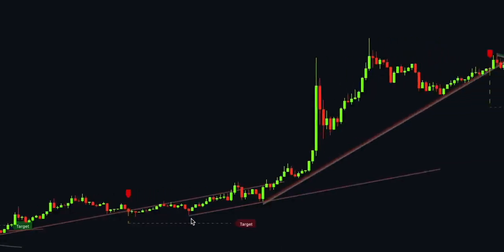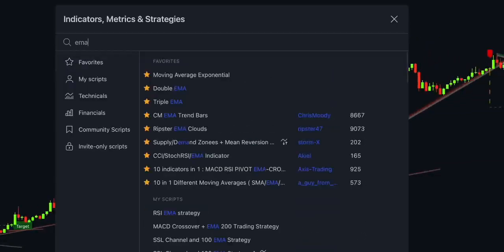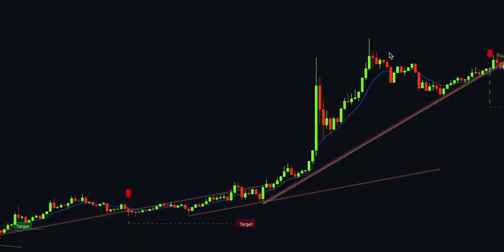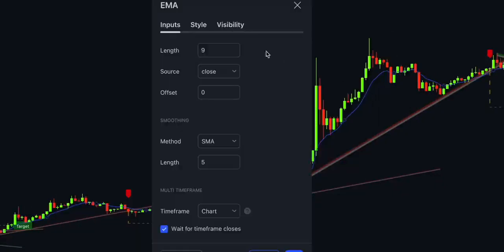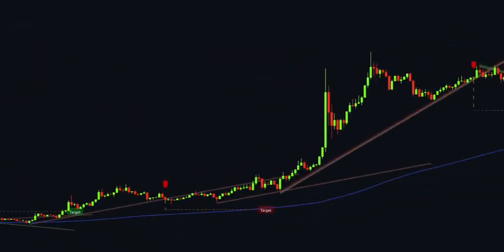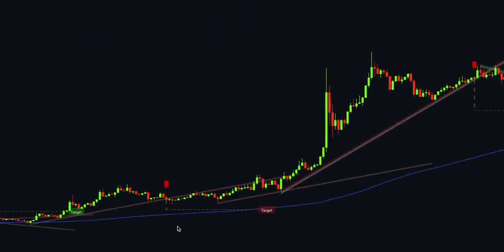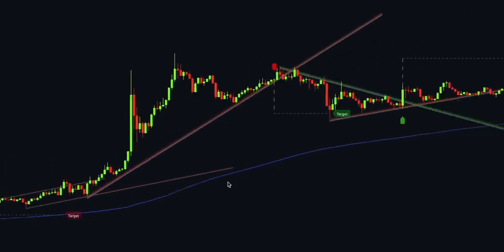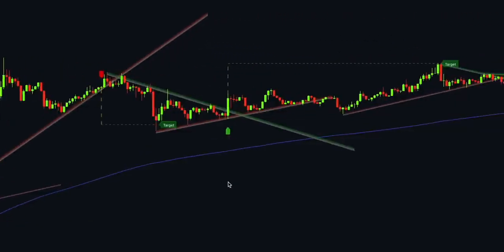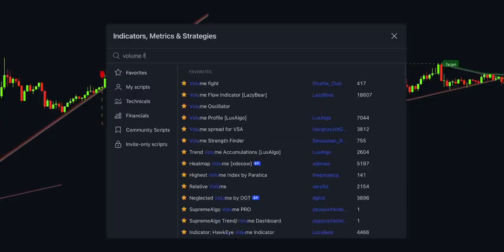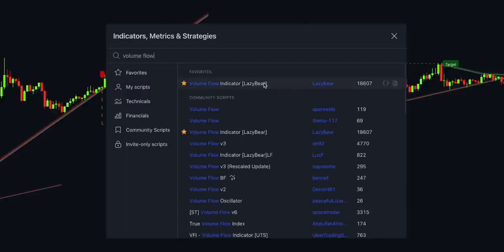For instance, you can install a 200 exponential moving average on the chart. You buy only when the price bar is closed above the EMA and sell when it's below it. This way, you can cancel the majority of fake signals. Another, more advanced way to increase signal accuracy is by adding a good volume indicator. Volume Flow Indicator by Lazy Bear does a very good job at canceling low-quality signals.